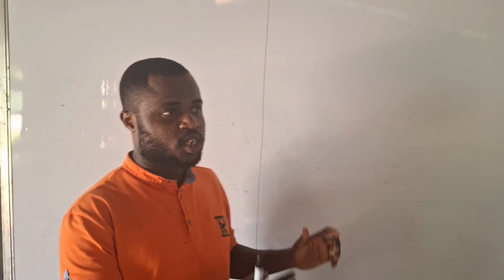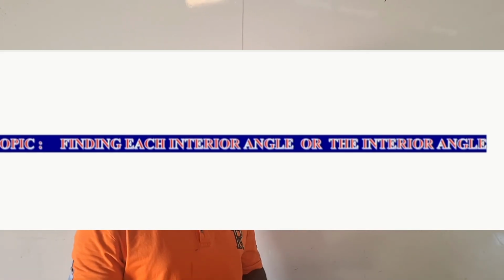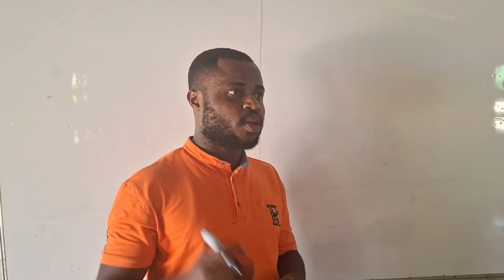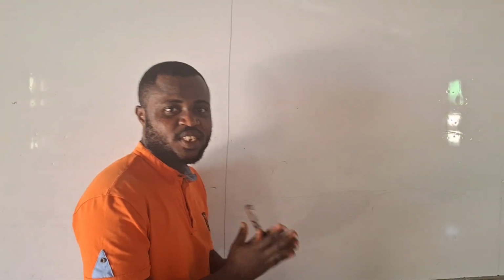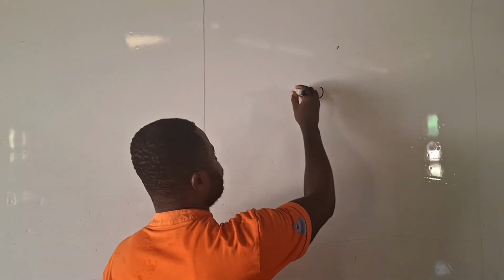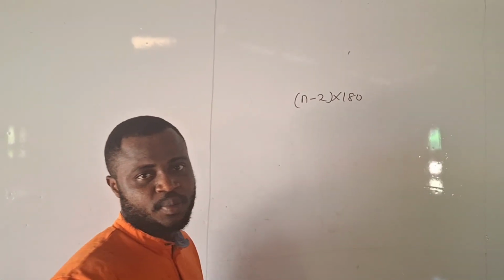Today we are continuing our series on polygons. This is part 2 on polygons, and today we are going to talk about finding the interior angle, or each interior angle, of a polygon. To recap our previous lesson, to find the sum of the interior angles of a polygon, the formula is (n minus 2) times 180, where n is the number of sides.